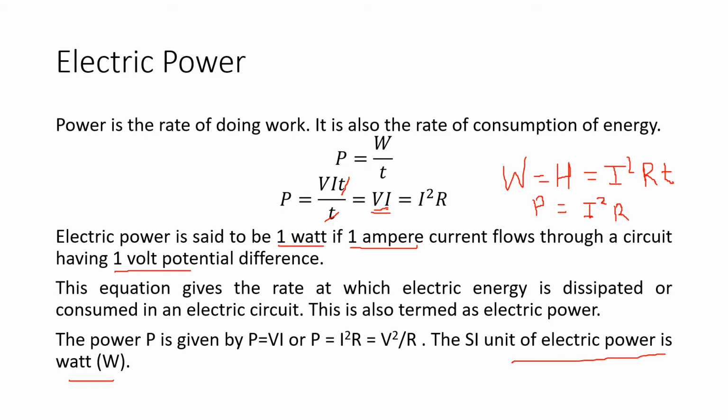So electric power is the electrical energy dissipated or consumed in 1 second or in unit time. So again we have got the different formulas for power, P equal to VI, P equal to I square R, or P equal to V square by R. So this is electrical power, the amount of energy consumed per unit time or the amount of work done per unit time.